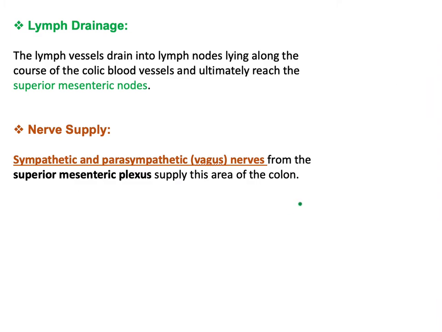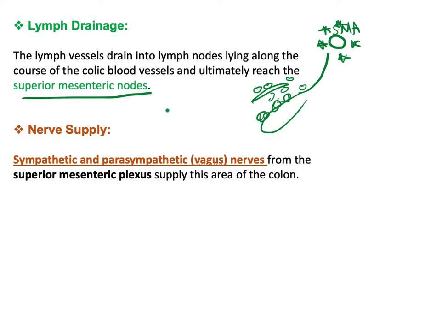Lymphatic drainage, as I always say, the lymphatic vessels follow the deep arteries. That means there are lymphatic vessels that drain to the lymph nodes lying along the colic arteries, I mean the ileocolic and right colic. Ultimately, they will drain to the lymph nodes close to the source of the arterial supply, which is the superior mesenteric artery, and here you have the lymph nodes around the superior mesenteric artery. We call them superior mesenteric nodes. Very simple to remember. Nerve supply comes from the sympathetic nerve plexus around the superior mesenteric artery, we call it the superior mesenteric plexus, and the parasympathetic, of course, comes from the vagus nerves.